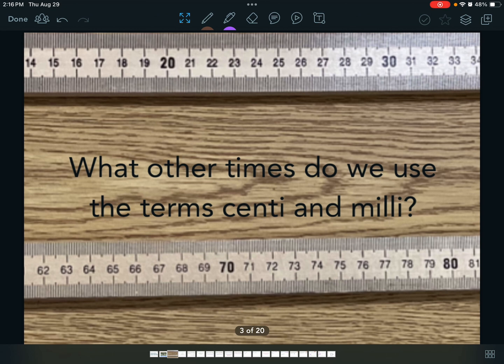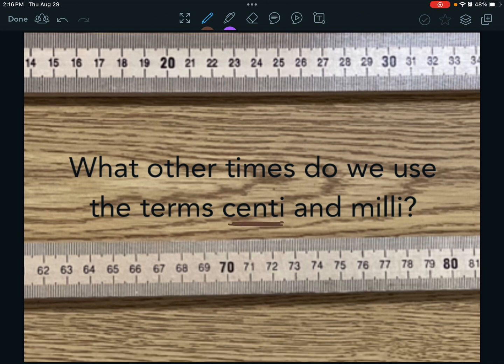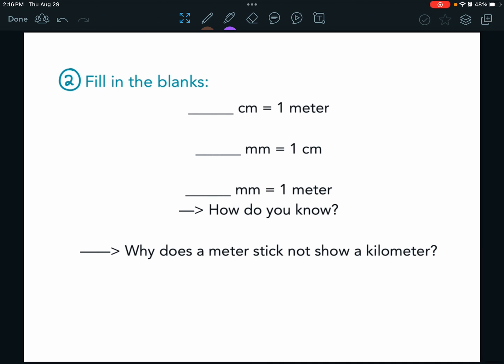Well, the little prefixes, centi and milli, when have you seen those other places besides kilometers and centimeters? Discuss with your shoulder partner. Well, we have also seen those when we talk about centigrams, milligrams, grams, and also centiliters and milliliters. But these that we are focusing on are measuring length. So we're going to get into what some of the other ones do in a moment.